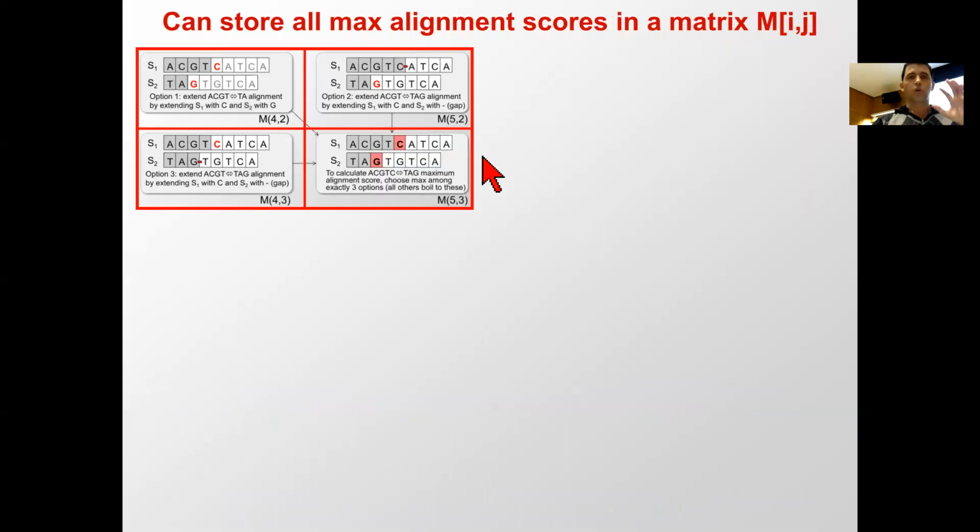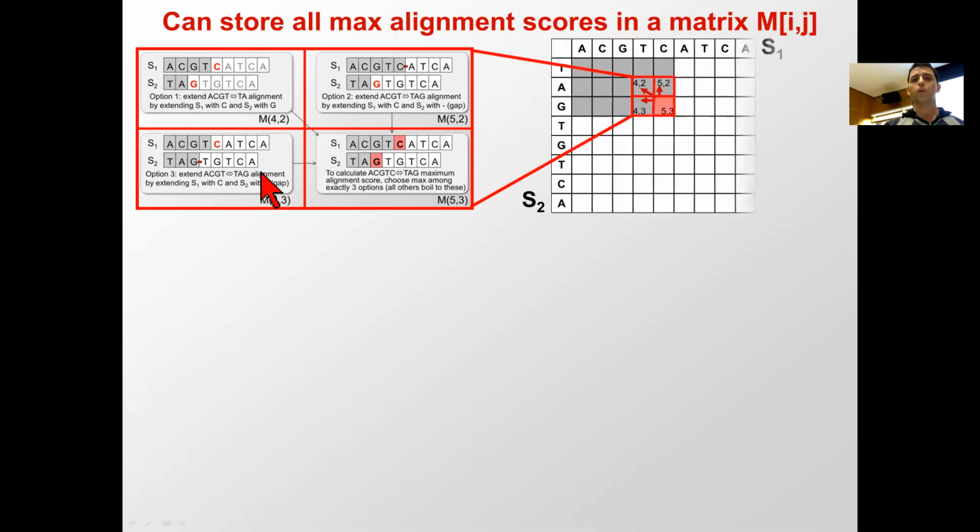Okay, so these are the 4 entries that I just looked at. How to compute 5,3 using 5,2, 4,2, and 4,3. This basically goes in here. My S1 sequence goes there. My S2 sequence goes there. The ith prefix is indexed by i here. The jth prefix is indexed by j here. And I'm computing 5,3 using 4,2, 5,2, and 4,3. Cool.